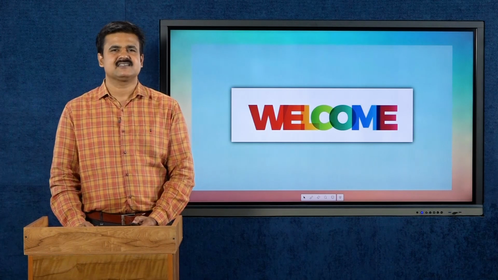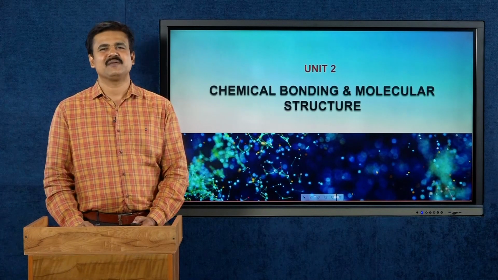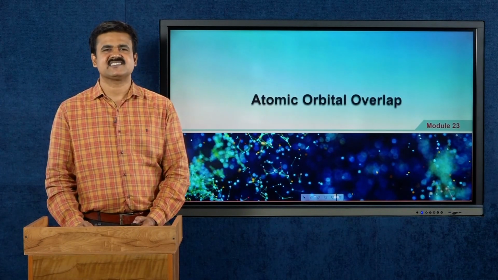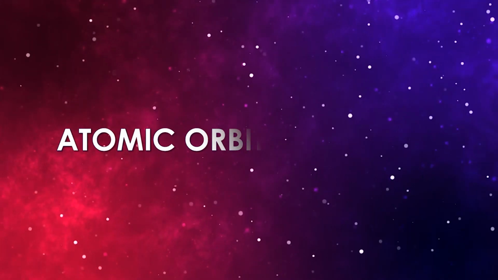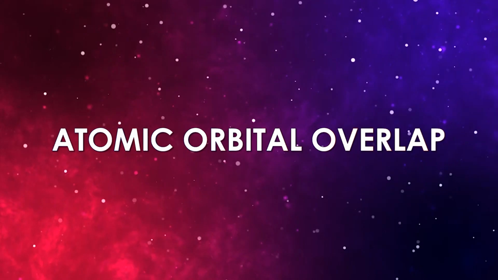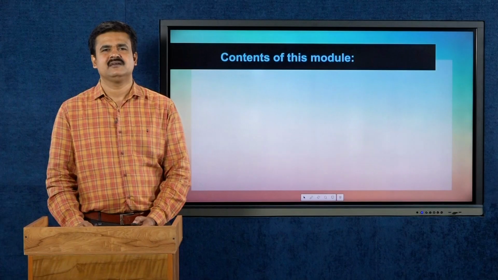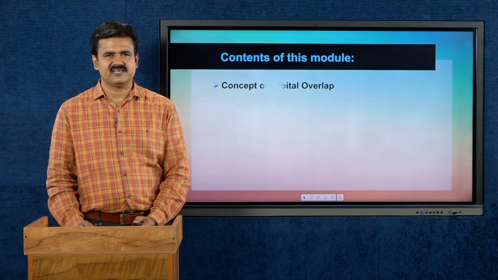Welcome dear learners. We are continuing Unit 2 Chemical Bonding and Molecular Structure. In the present module we are discussing atomic orbital overlap. The contents of this module are here.